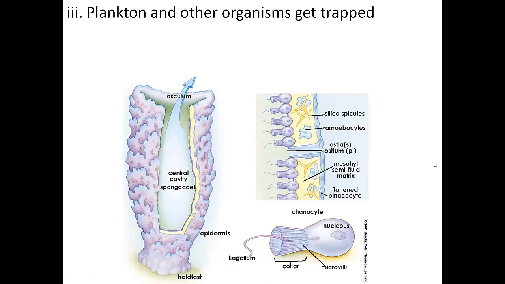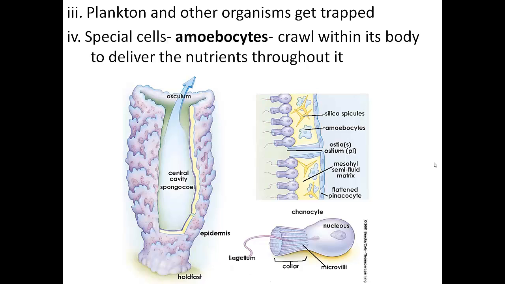Plankton and other organisms that they eat get trapped in the cells here, the choanocytes. And then amoebocytes, if you look in this picture here where my mouse is, these are crawling cells that actually live inside the sponge. They're part of its body that take the food and nutrients wherever it needs to go inside the sponge. In blend space, I'm going to put a video next to this one of sponges feeding.